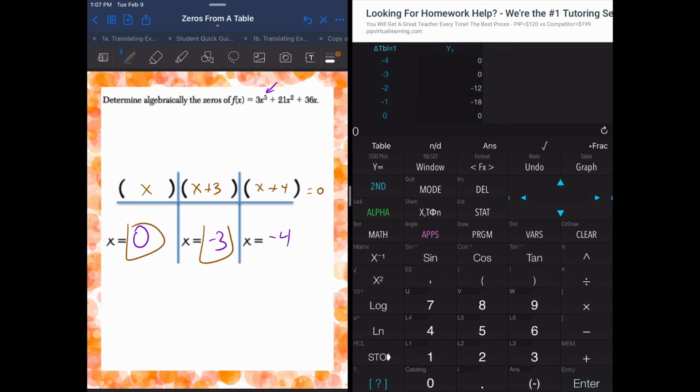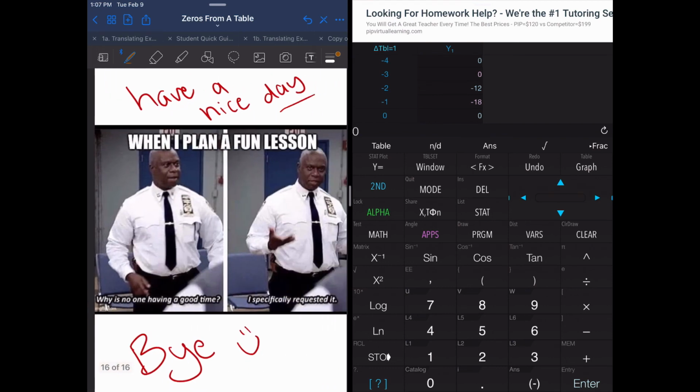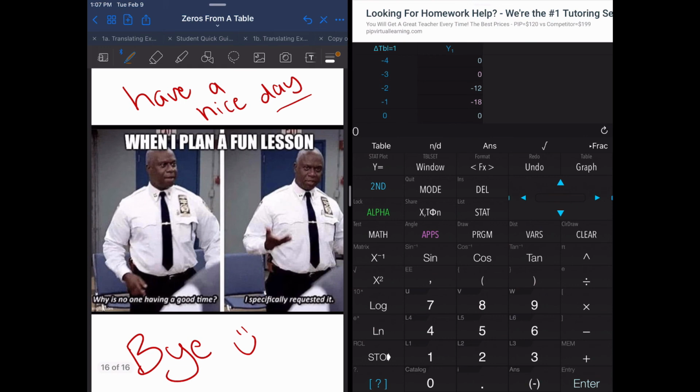So today we did zeros from a table. No more, ma'am. We have a trick for that. Okay, so that brings us to the end of our lesson. Hope you had a good time. Next time we're going to work with graphs.